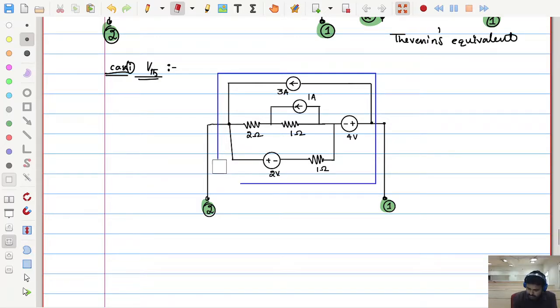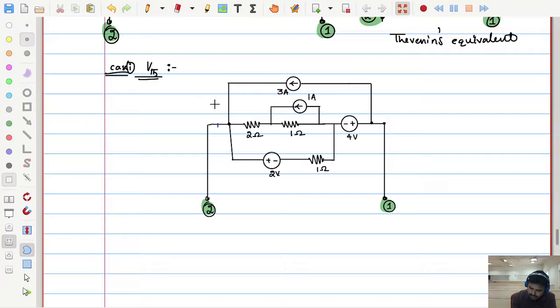And let me remove this portion, as it will only disturb us. Let me remove this entire blue color line. Right, now this is the circuit. From terminal 1 to 2, I need the voltage, that is V12. Because the load is already open, this becomes the open circuit, so this voltage is the Thevenin's voltage VTH.